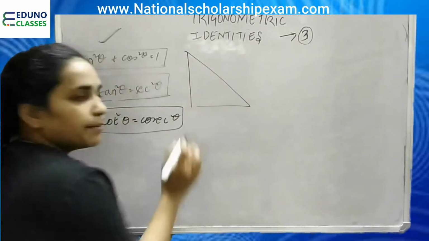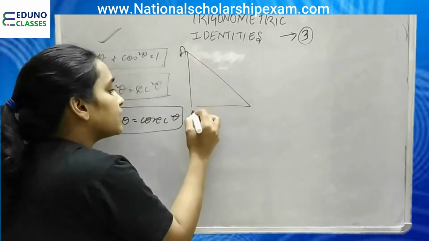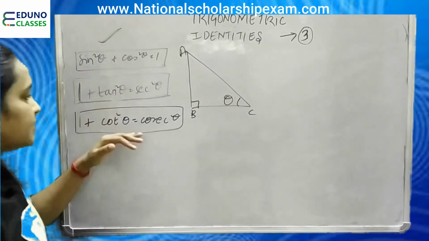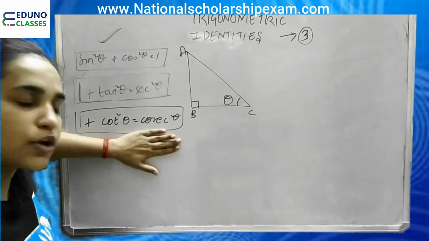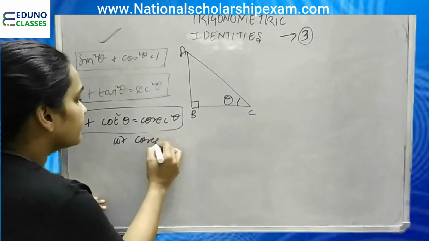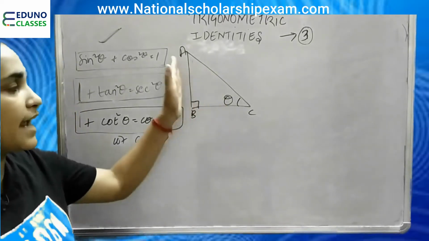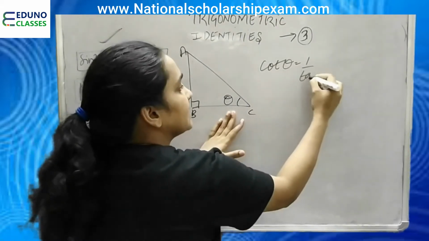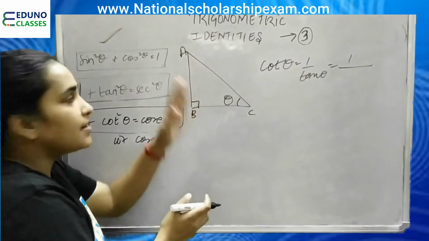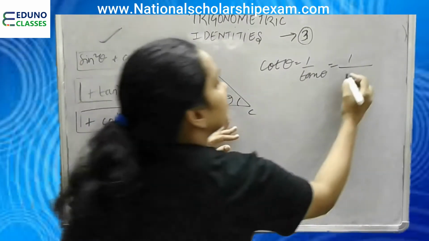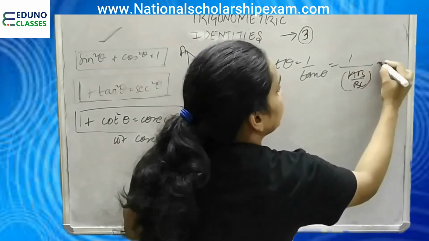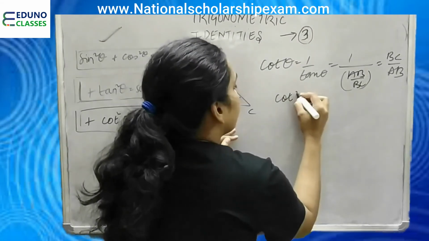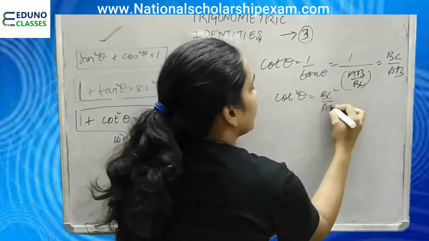What did we do? Make a triangle. Specify all the points. Specify all the angles. Now it is saying there are two trigonometric ratios we are talking about, cot and cosec. So let us find cot and cosec for this triangle and this angle theta. For this angle theta, cot theta is 1 upon tan theta, and tan theta is opposite upon base, AB upon BC. This is the reciprocal, so we'll have BC upon AB. Cot square theta will be BC square upon AB square.